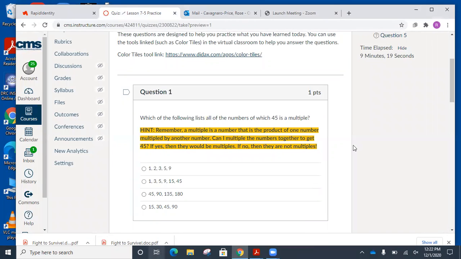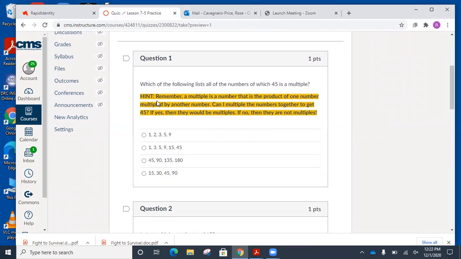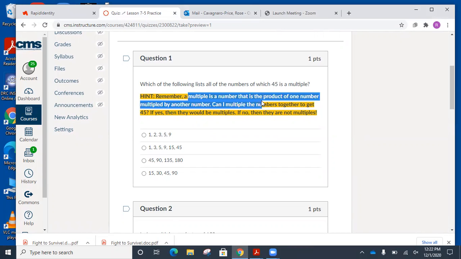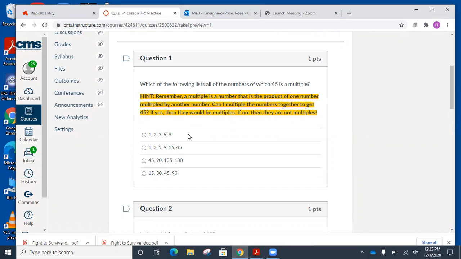Okay, so let's just take a look at a couple of these questions here. Number one says, which of the following lists all the numbers of which 45 is a multiple? Okay, it's really important to remember, a multiple is a number that is the product of one number multiplied by another number. So I even told you here, can I multiply the numbers together to get 45? If yes, then they would be multiples. If no, they are not multiples.